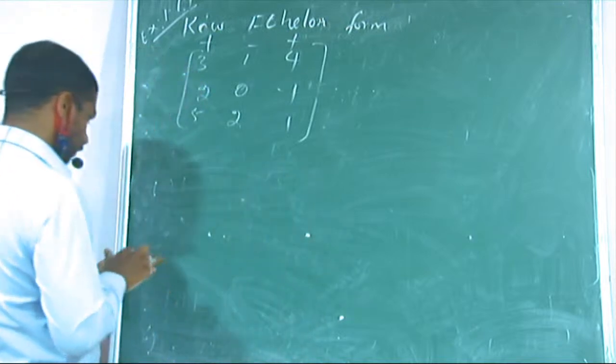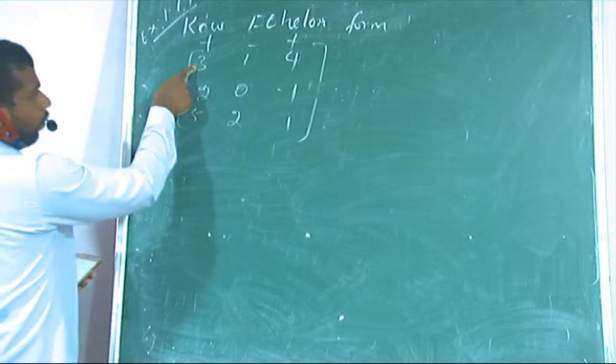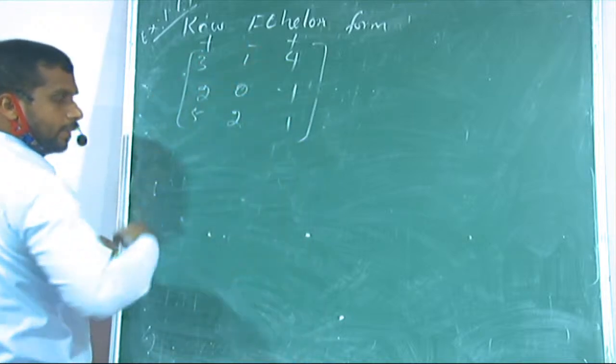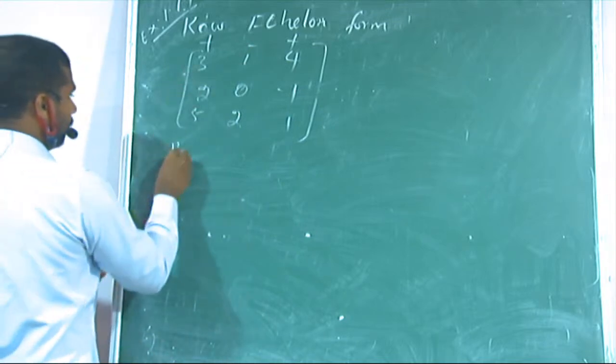Identity matrix. So first step, what do we have to do? First we need to show 1 in the diagonal terms, each and every diagonal term 1. In the remaining terms we have to show 0. That is called identity. So R1 divided by 3.